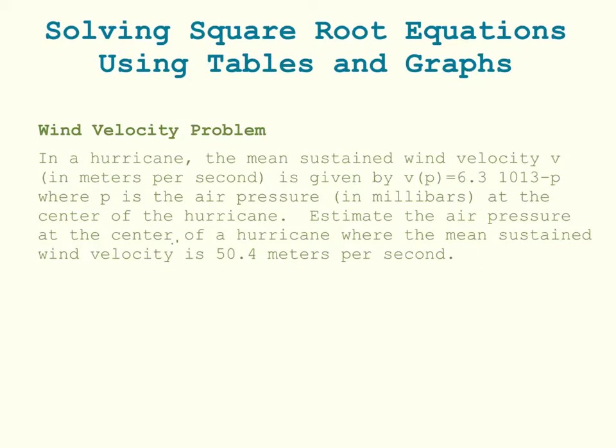So we'll start with a word problem. This is a wind velocity problem. It says, in a hurricane, the mean sustained wind velocity v in meters per second is given by v of p equals 6.3 square root of 1013 minus p. Sorry, I had to add the square root in there. I forgot to put it in there before. Where p is the air pressure in millibars at the center of the hurricane. Estimate the air pressure at the center of a hurricane where the mean sustained wind velocity is 50.4 meters per second. All right, let's start with the table method.